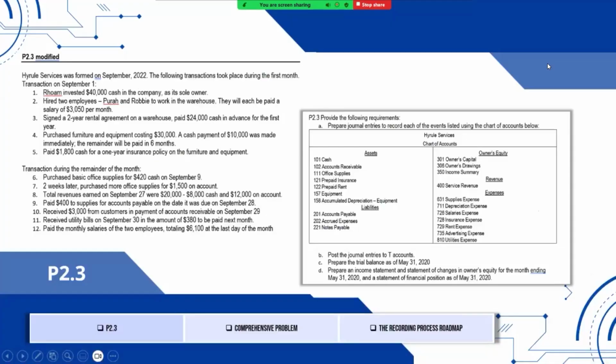And if there is one major problem that I wanted you to focus on out of the problem set, this would be one out of the two. So this would be high rule services that have around 12 transactions that we have to take into account and the following chart of accounts. So the three things that we need to do is to create our journal entry, to create our trial balance, and then in terms of our income statement and statement of financial position.